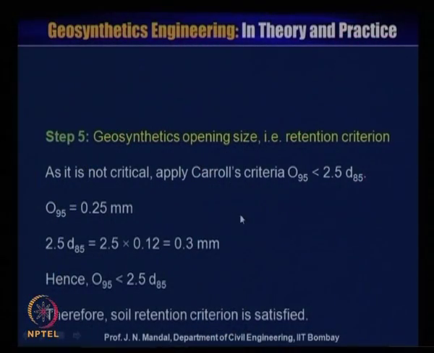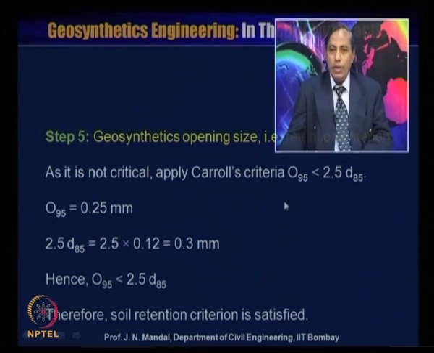Now step 5, we have to take care of the opening size of the geosynthetic material. That means what should be the retention criteria. So this criterion also should be satisfied. As it is not a critical case, apply the Carlos criteria, that Carlos had given, that the apparent opening size of the geotextile O95 should be less than 2.5 into D85.